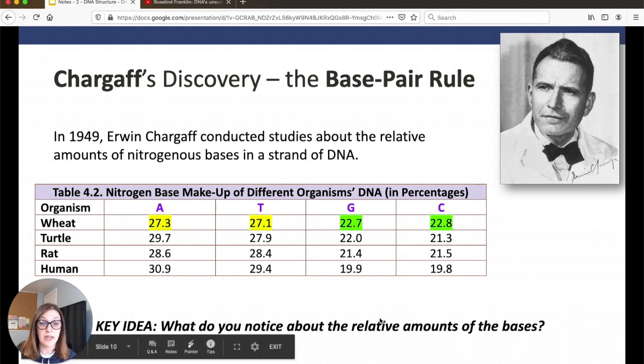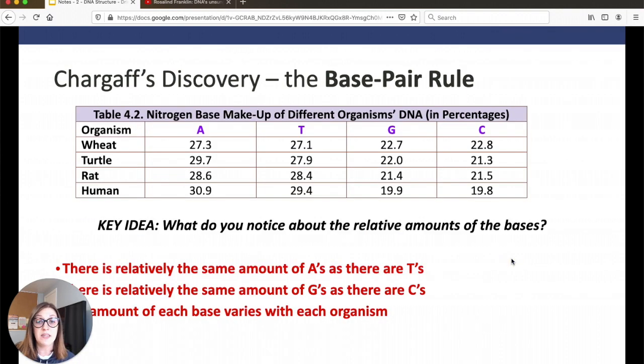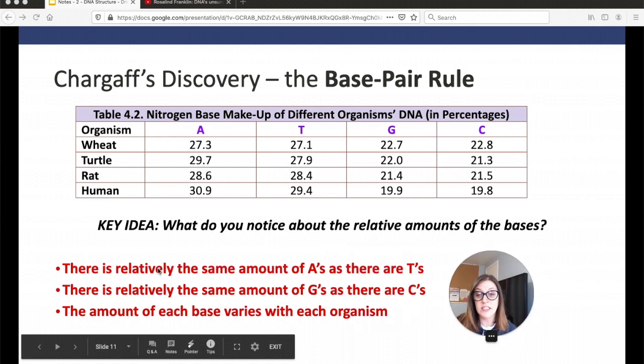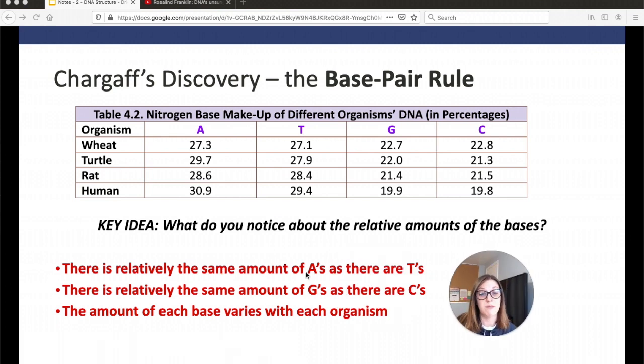So hopefully you recognize this pattern here, which you might have also noticed if you did the DNA structure exploration the other day. But basically the base pair rule can be summarized as there's relatively the same amount of A's as there are T's, and there's relatively the same amount of G's as there are C's. Furthermore, the amount of each base varies within each organism. Not every species has the exact same percentage, so it's a little bit of variation.